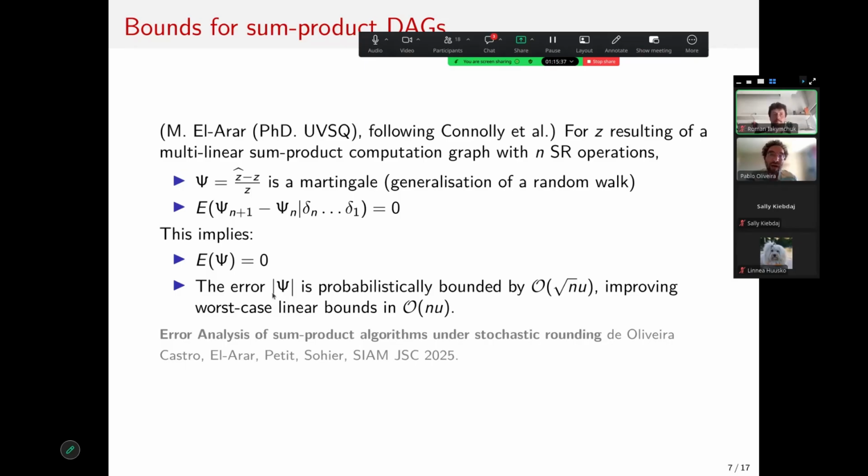And we can also bound the error by square root n, where n is the number of operations, times u, which is the unit in the last place. And this is much better than the worst case linear bounds, which are in nu, that we get when we use deterministic rounding.